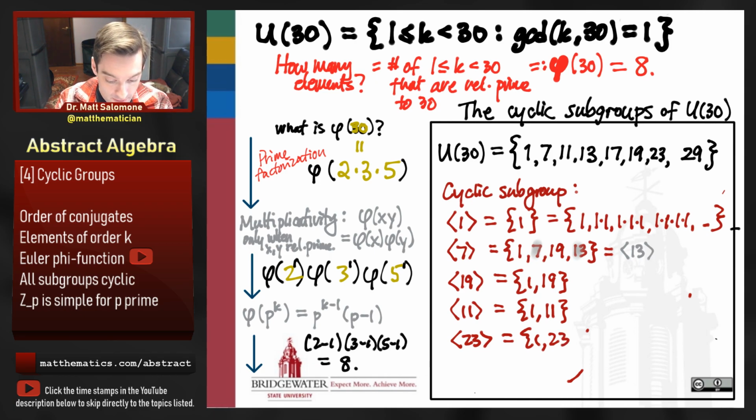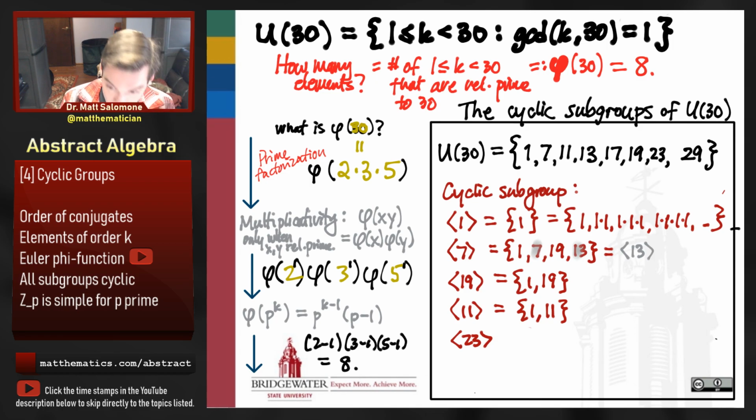So 23 times 23, that's going to be 529. And so mod 30, what is that going to be? That's going to be 19, mod 30. And then we would multiply that by 23 again and get another number, multiply it by 23 again and get another number, etc. So let me pause on this 23 example. What's the cyclic subgroup generated by 23?